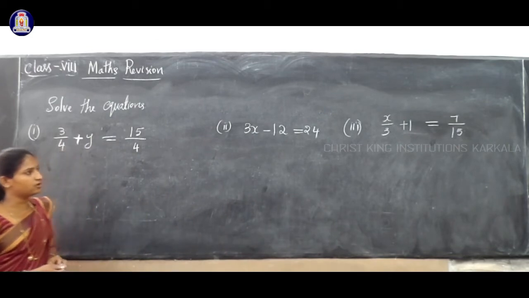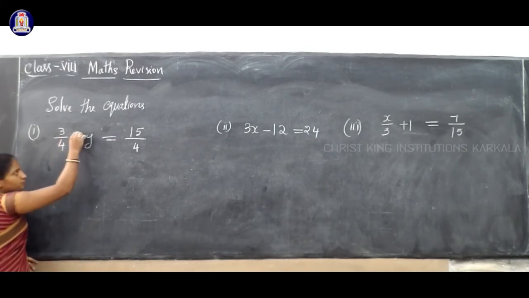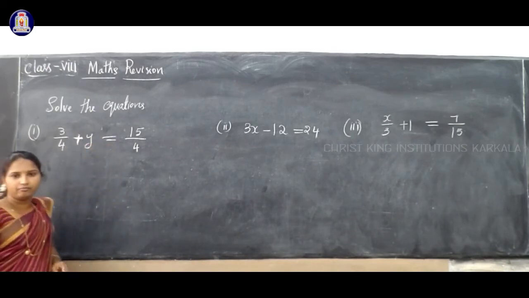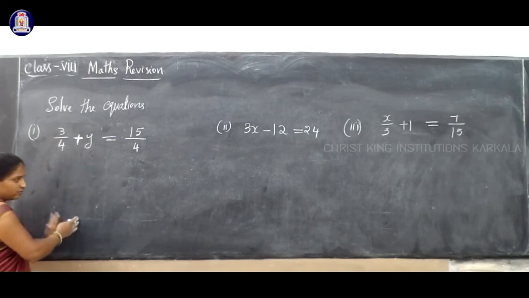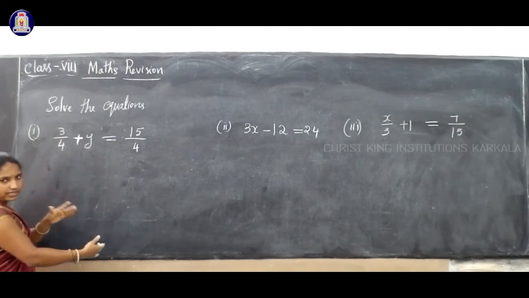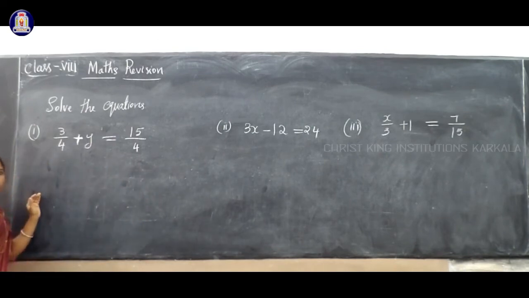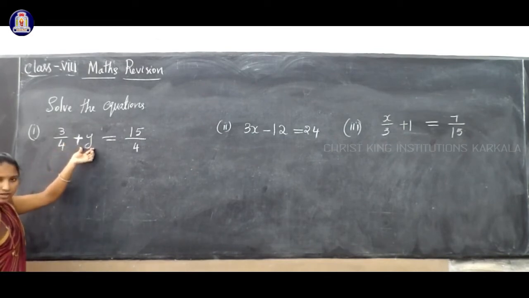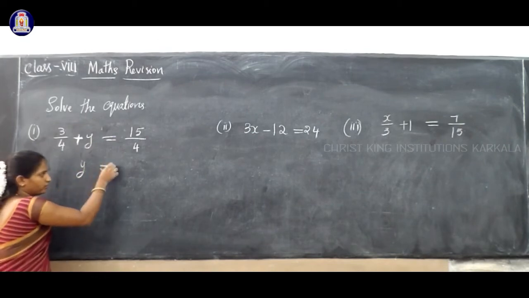Clear? So now we'll solve the first equation and you have to find the answer. The value of a variable you have to find out. Okay? So now how to solve this? 3/4 plus y is equal to 15/4. The method is, see, the variable you must write on one side and remaining terms you must write in another side. That means constant term in one side and variable in another side. Clear? So which is a variable? Variable is here y. So y is a variable, write as it is.